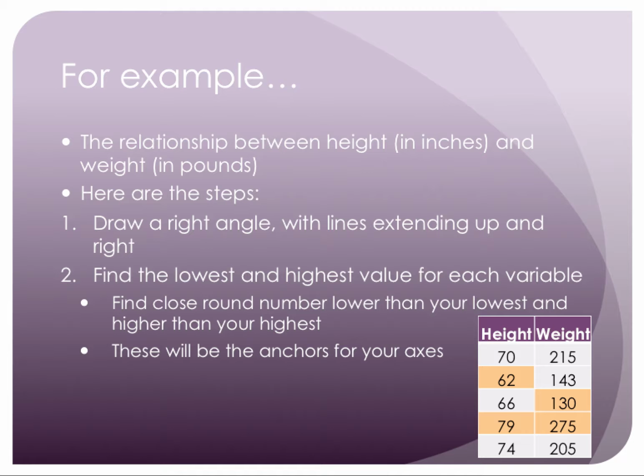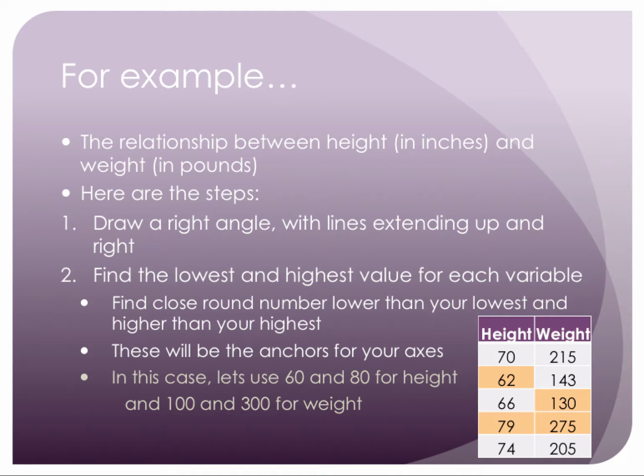And once you've found them, you could plot with those being your anchors all the way to the left and to the bottom of your graph. But what I would like to do is find some kind of large roundish number that you can use so your data are somewhat separate from the axes, and you'll see this in a moment. So for us, instead of using 62 and 79 as our anchors, let's use 60 and 80, and then for weight, instead of 130 and 275, let's use 100 and 300.